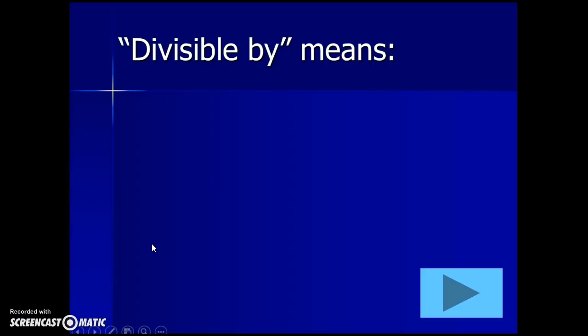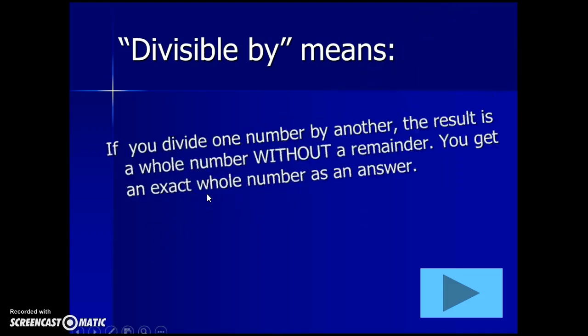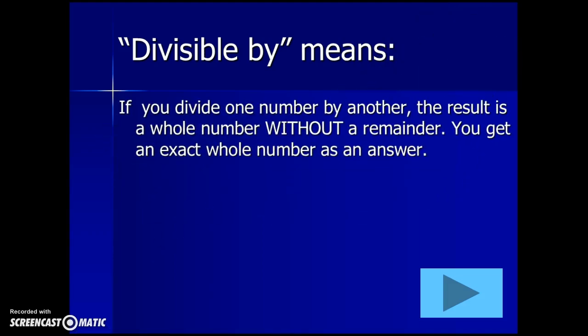So we started off with those main questions. How can you tell if a number is a factor of another number? Or how can you tell if a number is divisible by another number? Well, you have to know the rules. And if you divide one number by another and the result is a whole number without a remainder, an exact whole number as an answer, then you know it is divisible by.